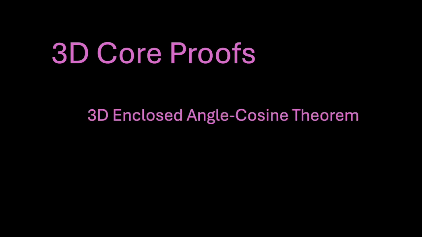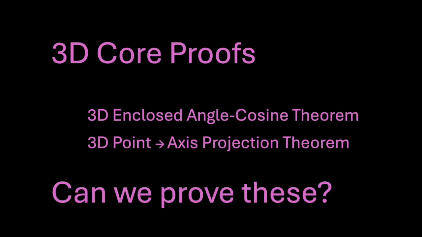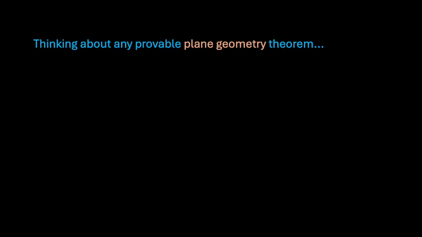Okay, so let's turn our attention now to seeing if we can prove these things. We just saw a convincing demo that the enclosed angle of two direction vectors does produce the cosine when you take their dot product. And we just saw that the dot product works to project a point onto a 3D axis. The big question here is, can we prove these? So we're going to develop some logic I call the glass pane meta theorem for computational 3D geometry. So it begins with this question.